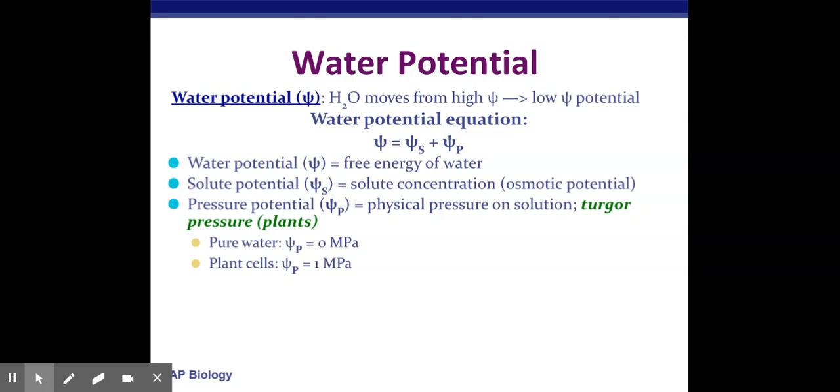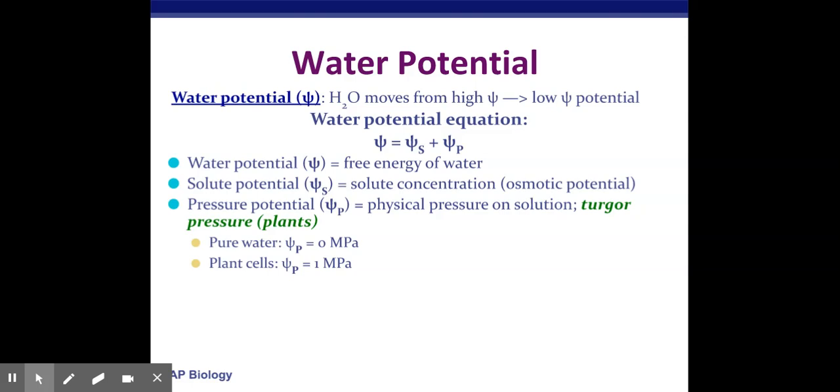When talking about water potential, pure water, when in an open container, has a pressure potential of 0. And the MPa stands for megapascals. That's going to be our unit here. Next is going to be for plant cells. A typical plant cell is going to have, again, a pressure potential of 1 MPa, or megapascals.